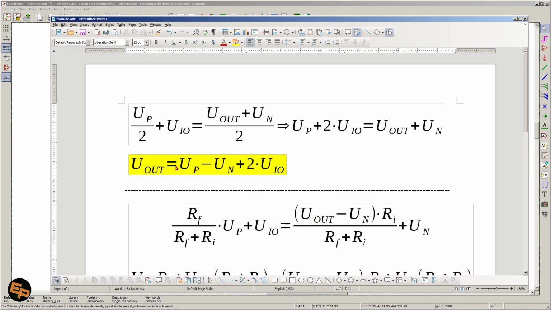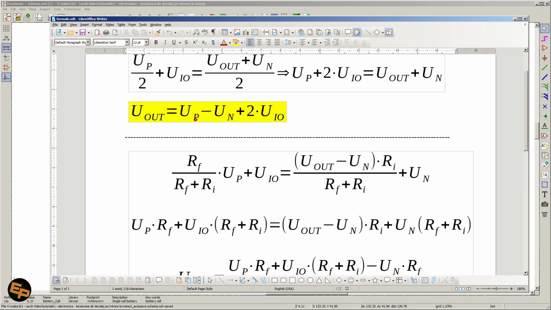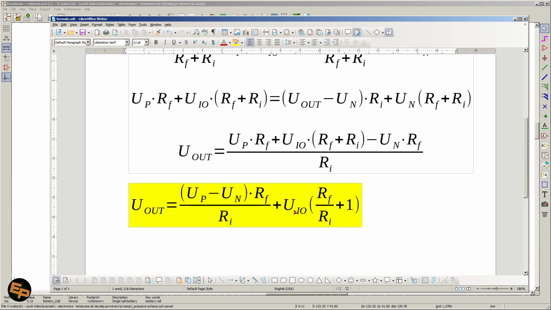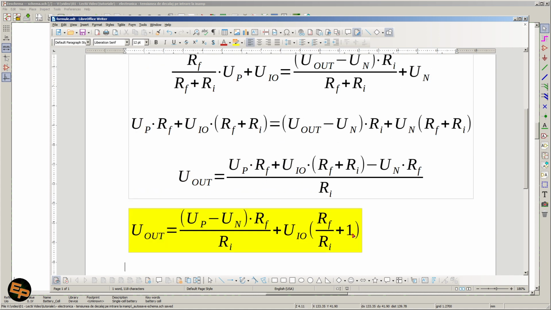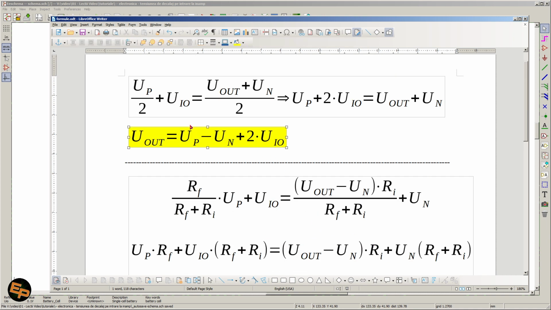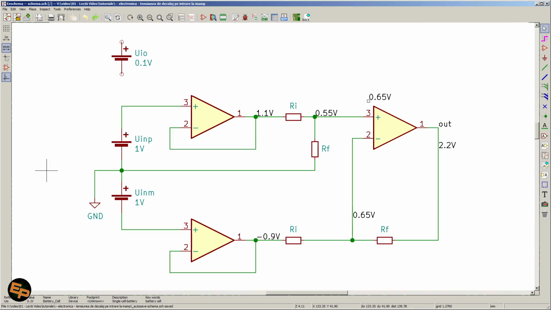And this other formula derives from this one. If we make the amplification factor equal to 1, then we only have the differential voltage, positive voltage minus negative voltage, plus the input offset voltage times 2, because here we have 1 plus 1. So this is where this other simplified formula comes from, and it explains our 2.2 value in this particular example.